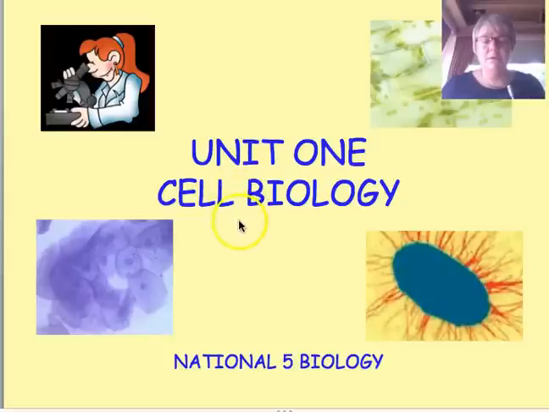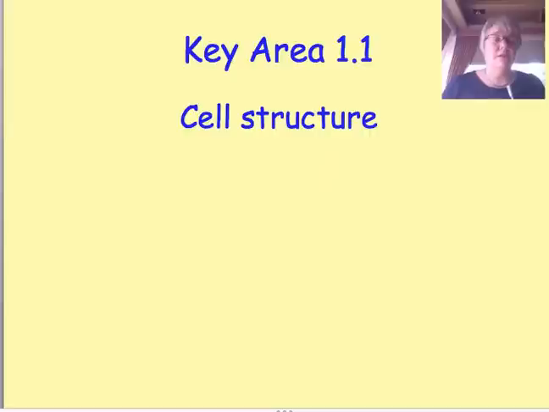Welcome to one of the first video recordings for the first unit in your National 5 Biology. There are 3 units in total, and this is the first key area in Unit 1. That first key area is called cell structure. It's cell structure and function.